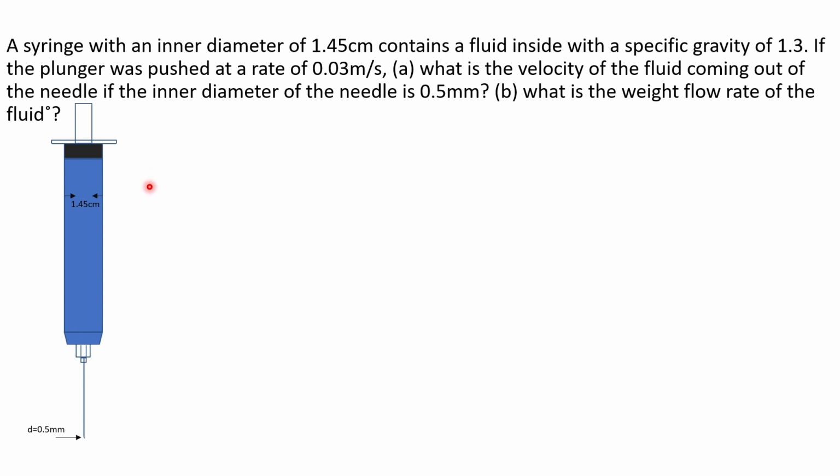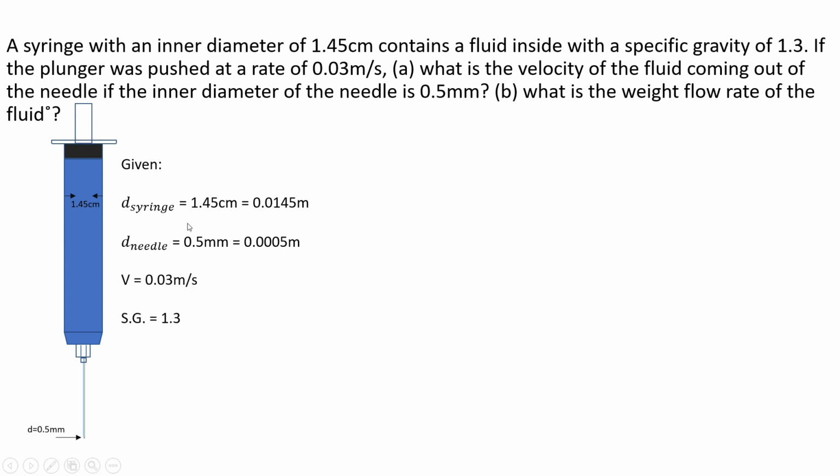So first, we need to write all the givens we have. And as you can see, the measurements are not in the same units, so we need to convert them into the same units. I converted them to meters: 1.45 centimeters is equal to 0.0145 meters, and 0.5 millimeters is equal to 0.0005 meters.